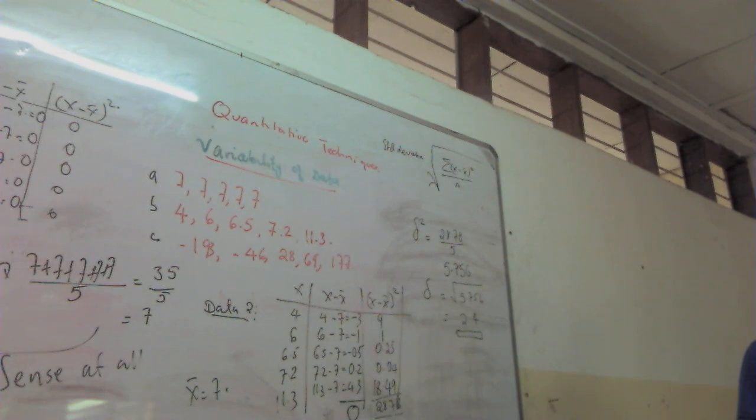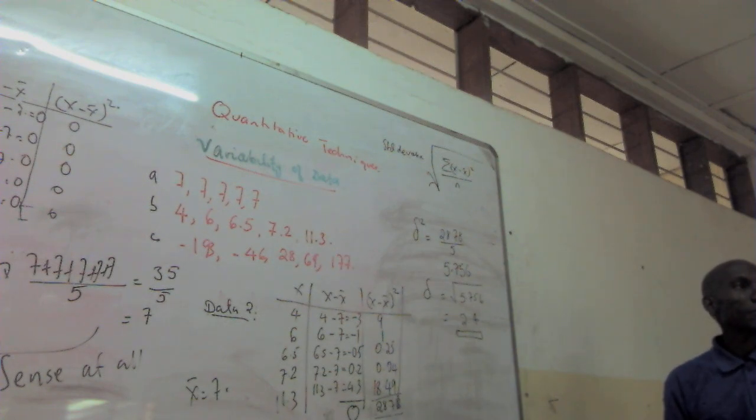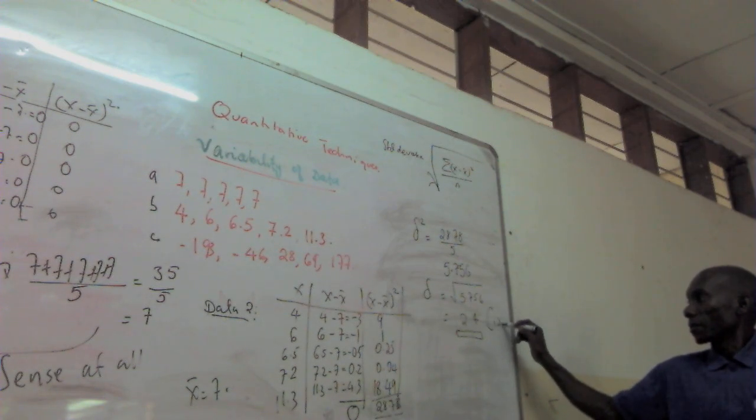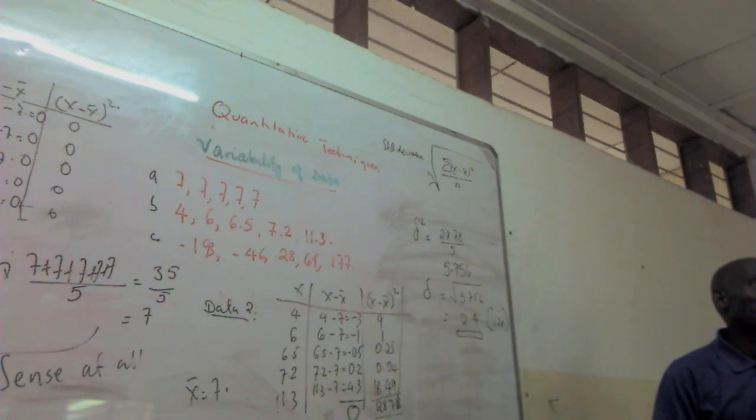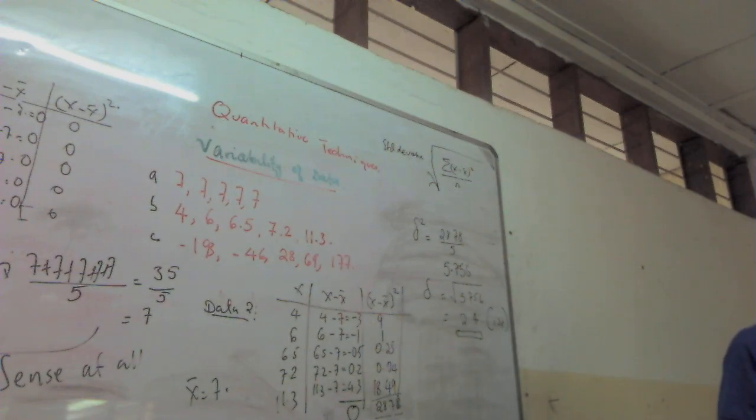What's the answer? 2.39. Yeah, 2.39, which is about 2.4. Good. Are we together?